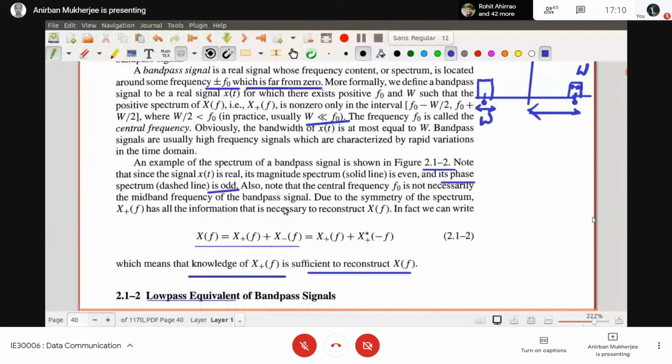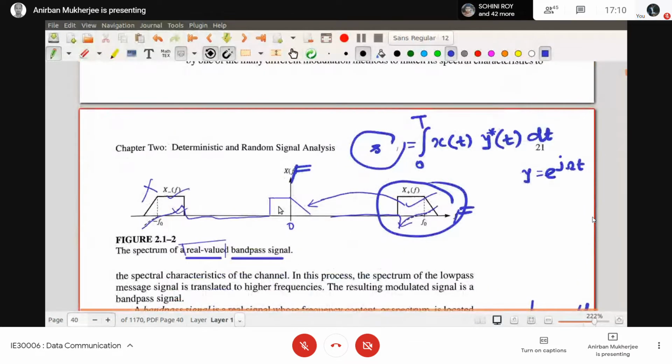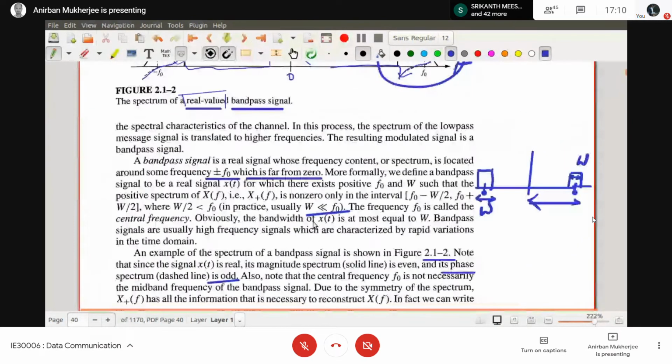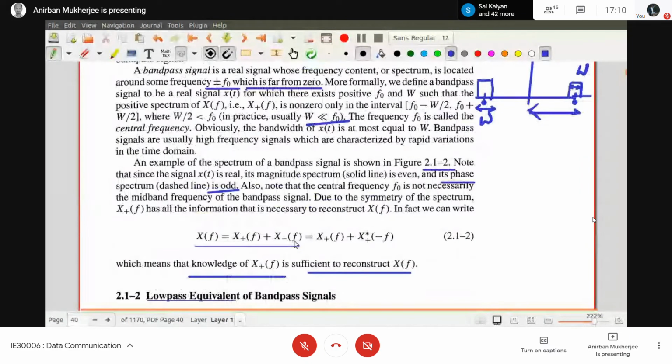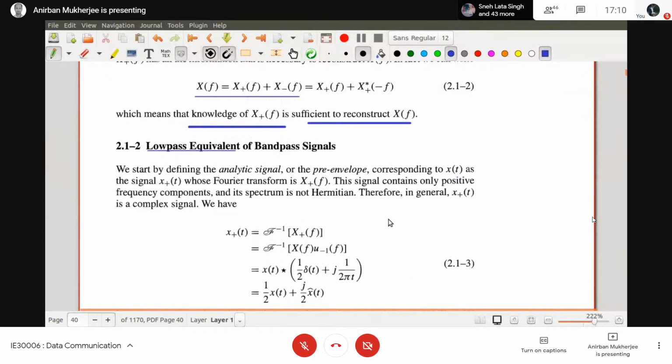Now, due to symmetry, we know this relation: X(f) equals X plus (f) and X minus (f). This is X, so follow it with this one. X(f) is X plus (f) and X minus (f), with no overlapping. And I know that X minus (f) is basically X star of minus f, which is why that X star is coming. So check the phase spectrum: the magnitude spectrum is an even function and the other one is an odd function, so for the odd function you have to take the star into the picture. Anyway, so low pass equivalent.